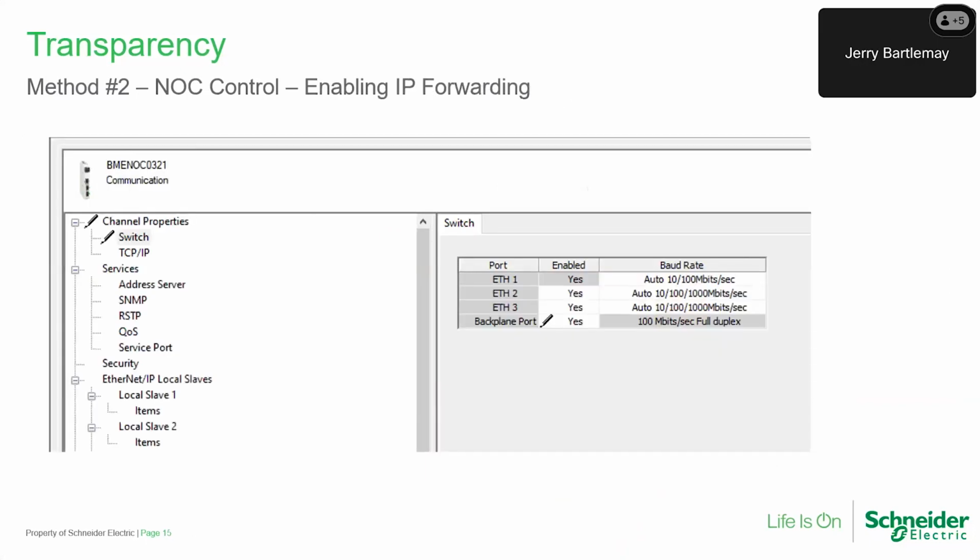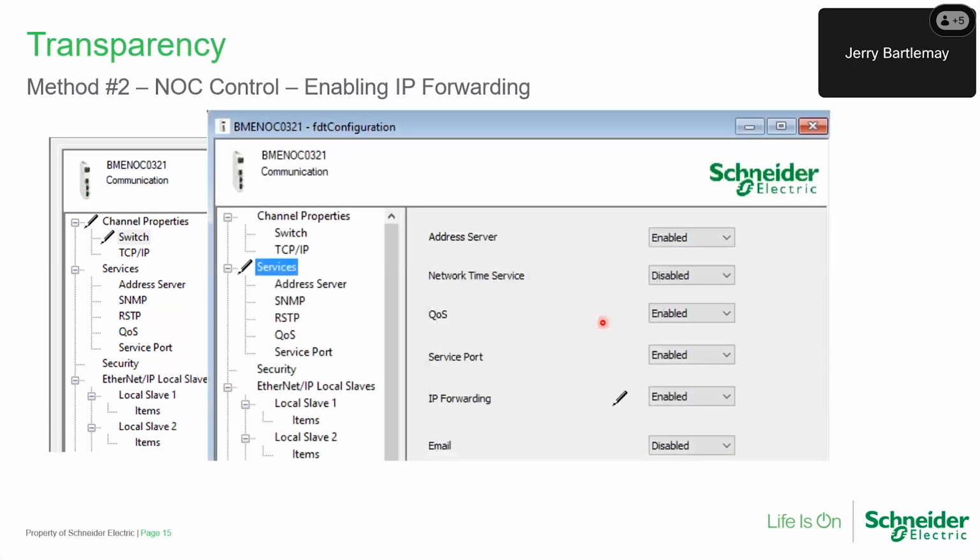So the way we manage this is we go into the DTM for that NOC module in the DTM browser. And in the switch setting, we turn the backplane port on. We say yes. This defaults to no. We need to specifically enable that backplane port. The next thing we do then is go to services and enable IP forwarding, which by default is disabled. There's no point to it if the backplane port is disabled, right? So it's not enabled by default.